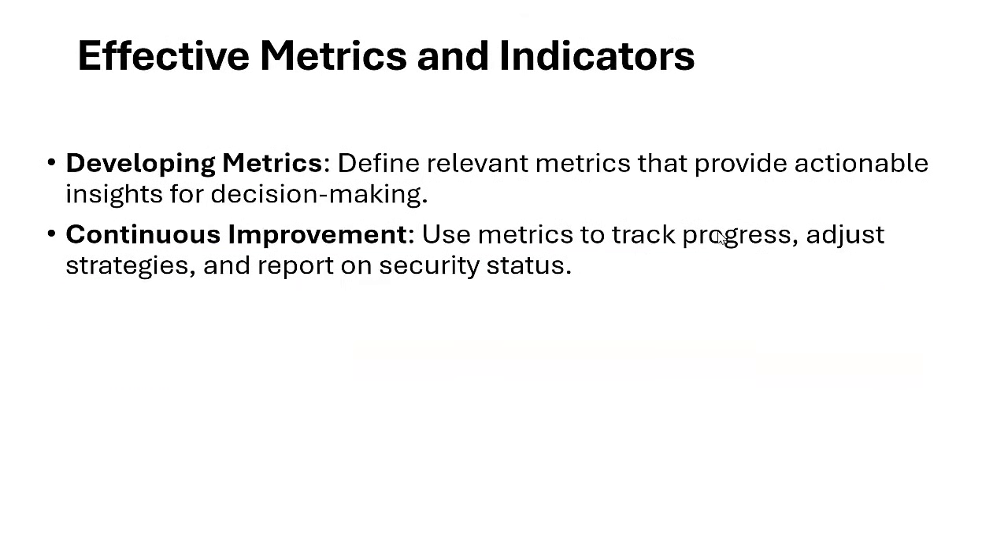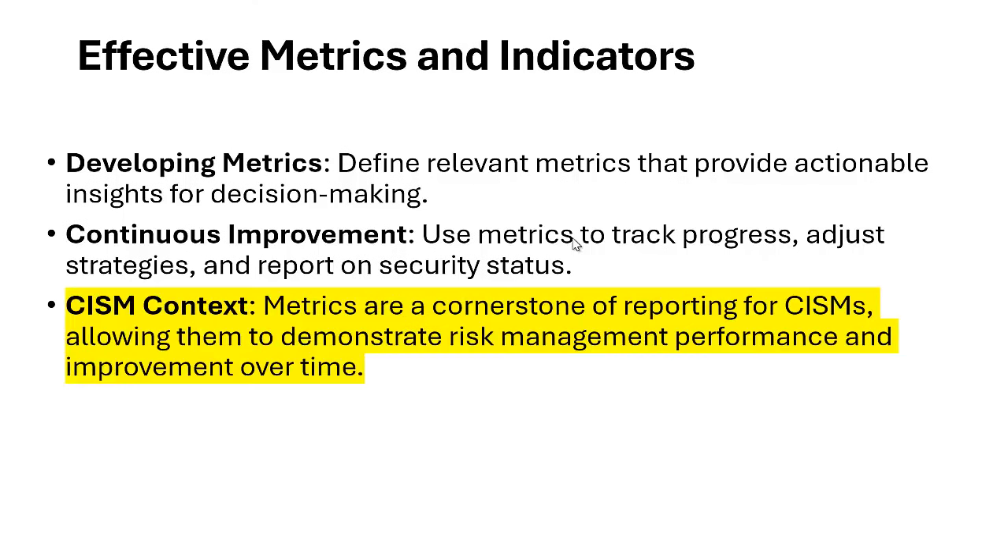It's very important that when you identify risk and everything, you create metrics. Effective metrics are very important. And what is the primary objective while developing metrics? They should have actionable insights, and the metrics can be used for decision making. So you can use metrics to track progress, adjust the strategy, and report on security status. Metrics are always a cornerstone of reporting for the CISM because they allow them to demonstrate risk management performance and improvement over time. That's a very important part. That's why metrics are very important, and they need to be maintained as part of the integrity principle.